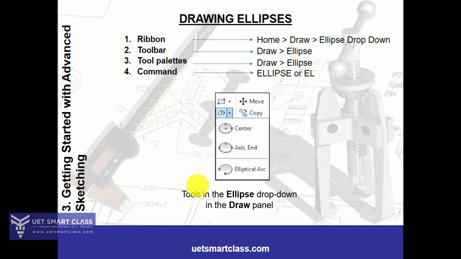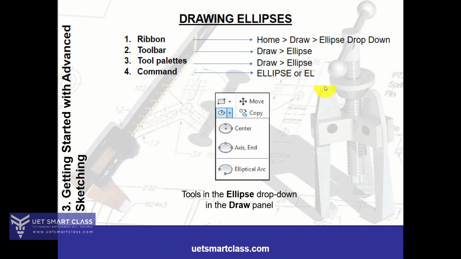Now, you can invoke the ellipse command through the ribbon. Go to the Home tab. In the Draw panel, you will find the ellipse with a drop-down menu. In the Toolbar, Draw tab, then Ellipse. In the Tool Palette, Draw tab, Ellipse. Or you can type the command ellipse completely, or EL is the shortcut, and press enter.